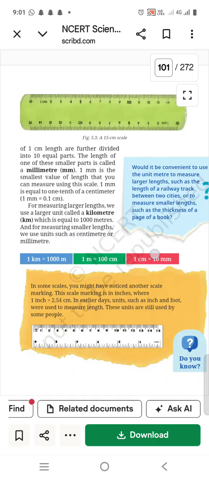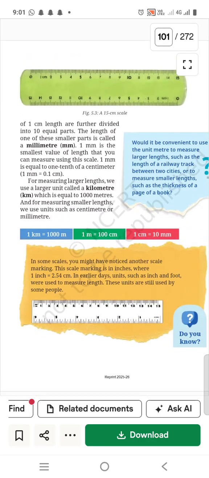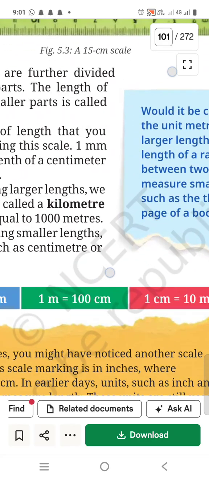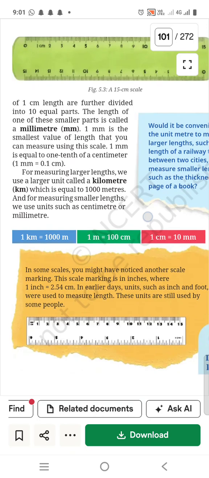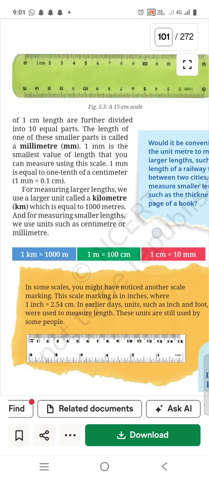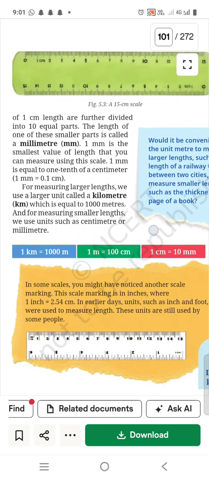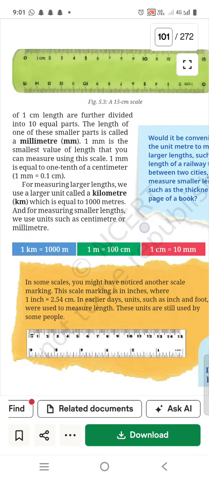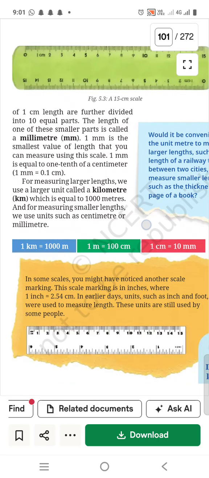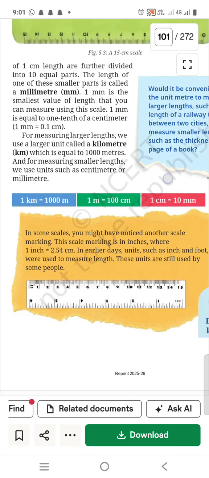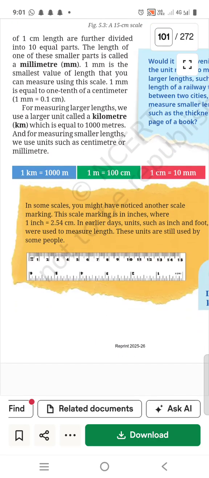Now we will read. Here we have a scale, figure 5.3, a 15 centimeter scale. Centimeter, in short form we write cm. Each centimeter of length is further divided into 10 equal parts. The length of one of these smaller parts is called a millimeter, mm. 1 millimeter is the smallest value of length that you can measure using the scale.